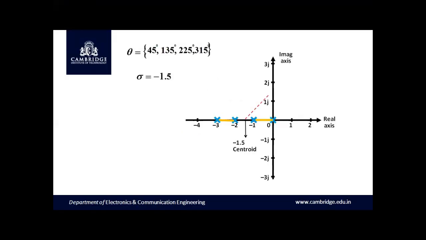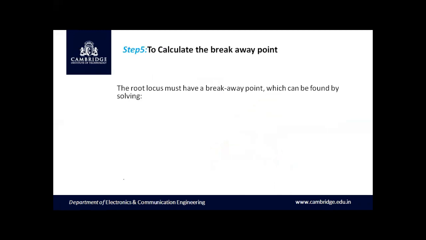Finally, this shows the sketch for the centroid and the asymptotes at 45 degrees, 135 degrees, 225 degrees, and finally 315 degrees. Step number 5 is to calculate the breakaway point. The root locus must have a breakaway point, which can be found by solving. We know the steps to be followed to calculate the breakaway point.